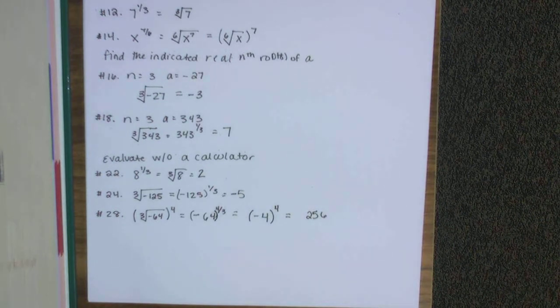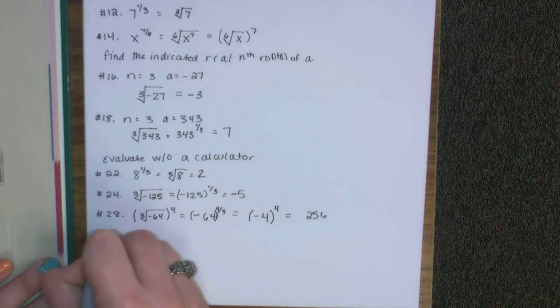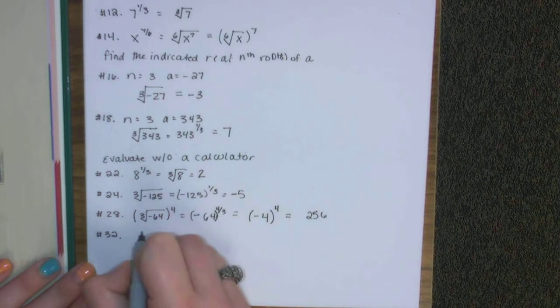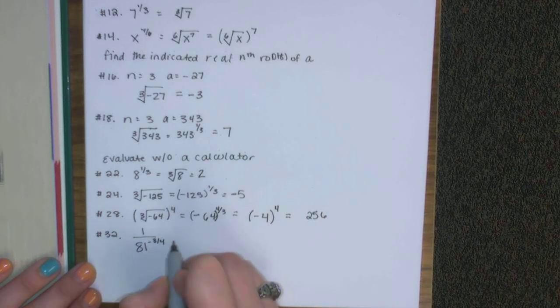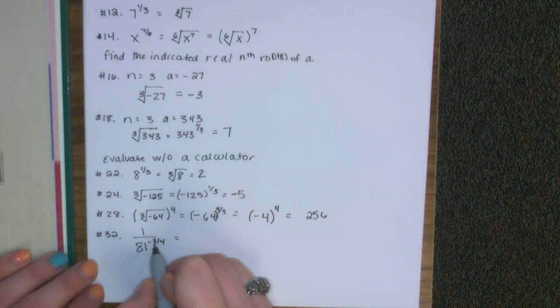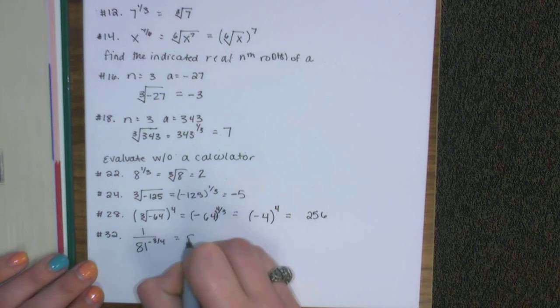Let's see, we'll do one last one of this type, and then I will demonstrate it really quick on the calculator as well. Number 32, we have 1 over 81 raised to the minus 3 over 4. So remember, if we have a negative exponent, that takes the whole thing and moves it up to the top if it had been on the bottom, and to the bottom if it had been on the top. So we can rewrite this as 81 to the 3 over 4.